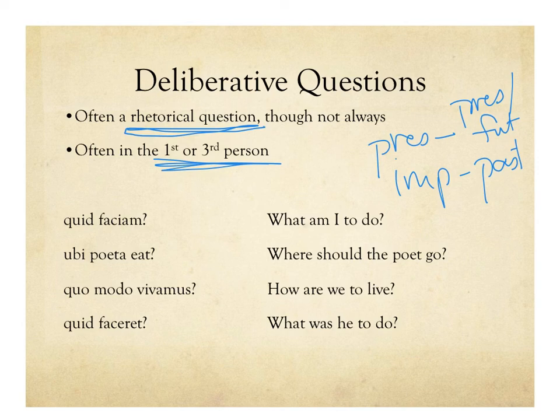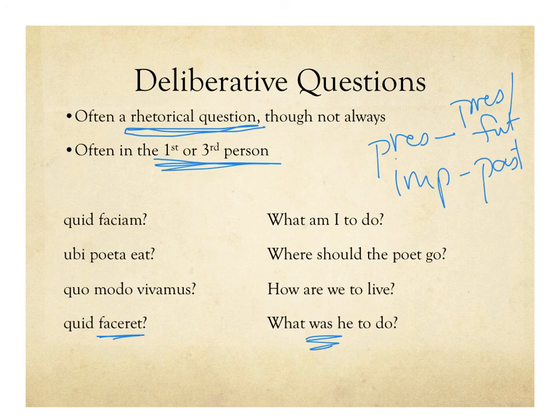Quid faciam? Or, ubi poeta ad? Where should the poet go? I don't know. I can't decide. Quom modo vivamus? How are we to live? How should we live? Or, in the imperfect here, quid faceret? What was he to do? What could he do? You can see that for these questions, there's no single way that's best to translate them.